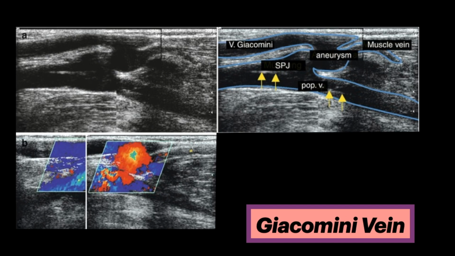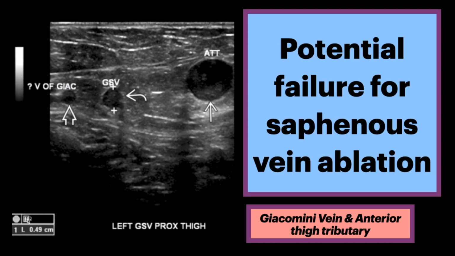The bottom left image shows antegrade upward flow, shown by blue signal away from the probe in the vein of Giacomini. This vein fills through an incompetent saphenopopliteal junction. It is important to assess for variant anatomy because failure to do so may lead to poor saphenous vein ablation outcomes.